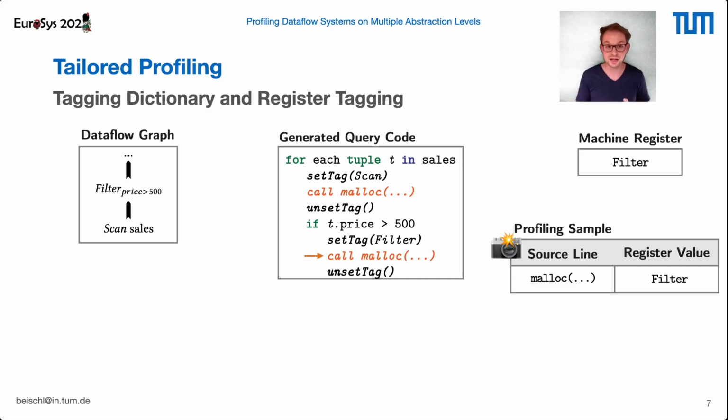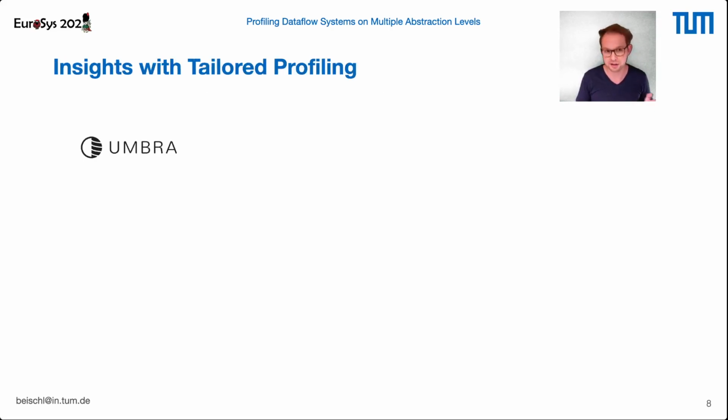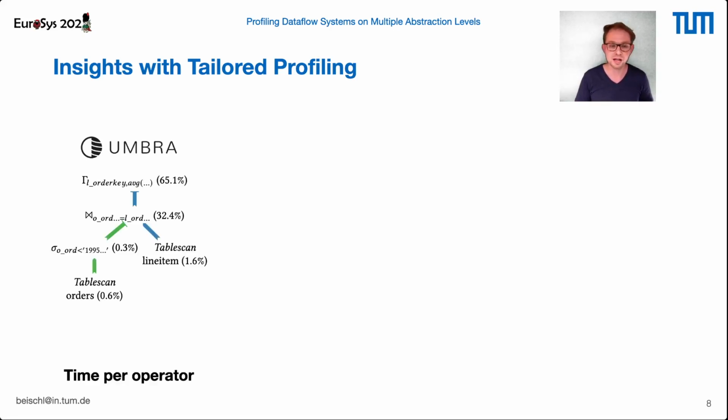So now that I've showed you how tailored profiling works, let's show you what you can get from it. So we've implemented tailored profiling in our production-ready compiling data flow system Umbra, which is a relational database management system. And all the use cases you will see now are real use cases we had after integrating tailored profiling. So what we do with tailored profiling, for example, is we assign for each of our data flow operators how much time we spent for it during the query execution. So then we know exactly how expensive they are.